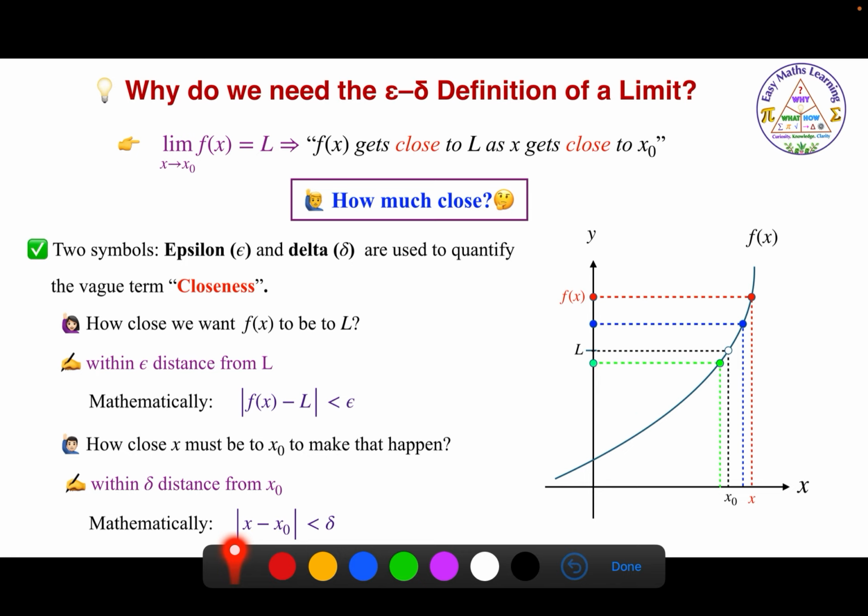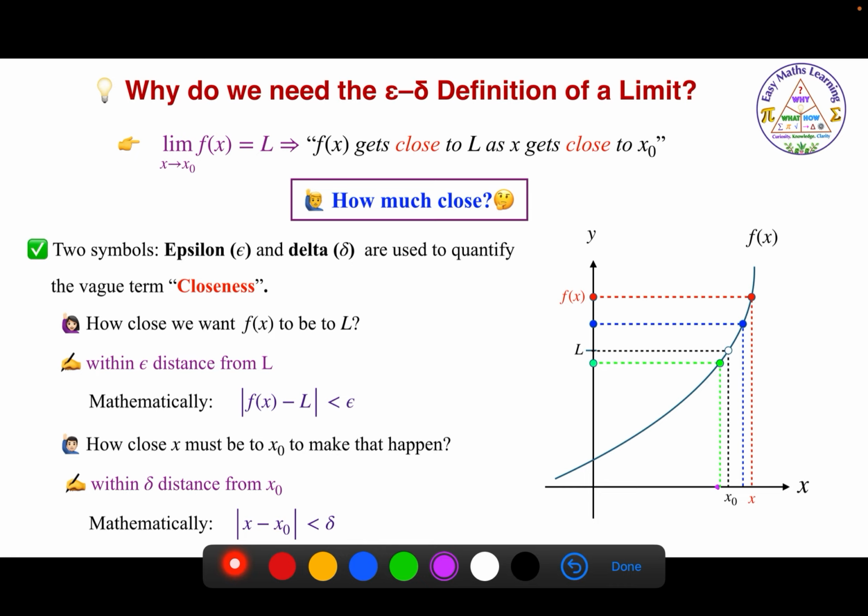Okay, same if we define closeness of the variable x to x naught. So x could be here, okay, a bit away from x naught, or x could be here, slightly closer, or x may be here, extremely close to x naught. So what does close actually mean? How do we measure the term close? Here close is a vague term.